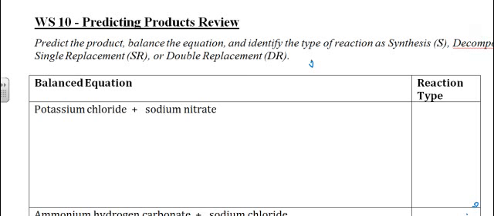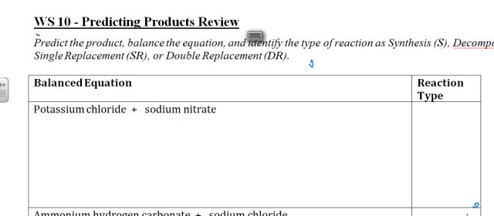Okay, in this podcast we're going to work through worksheet 10 where we are working on predicting products. This will be just like the test. Alright, so for each of these I've got to write the balanced equations, identify the type of reaction, and balance it.